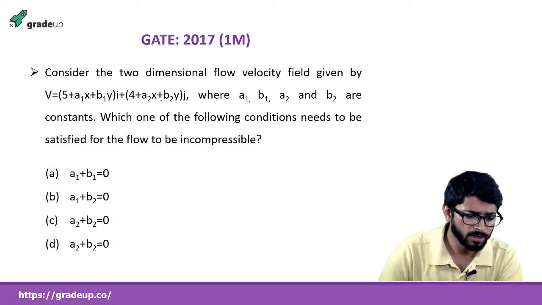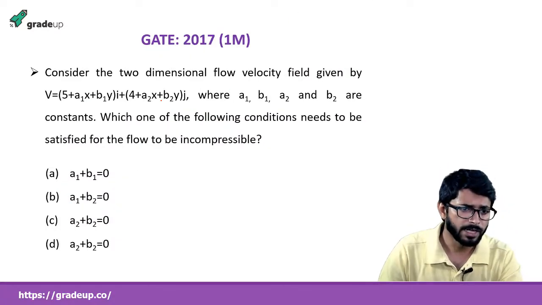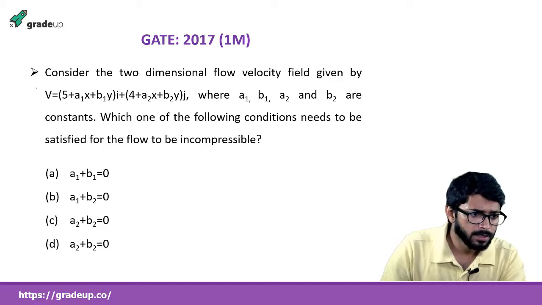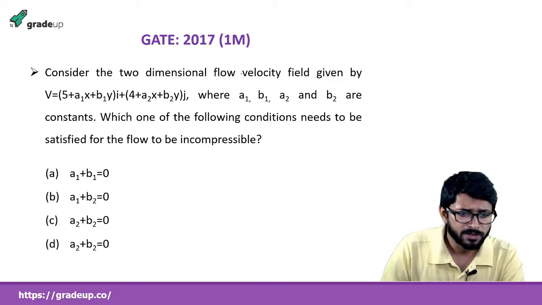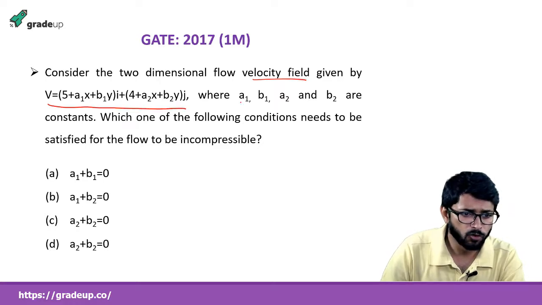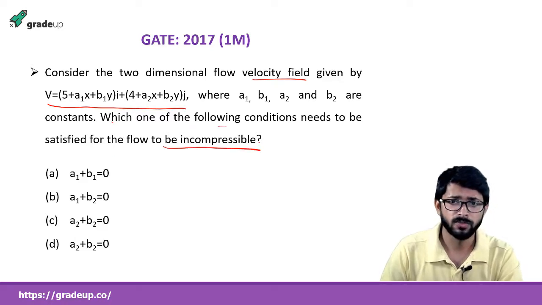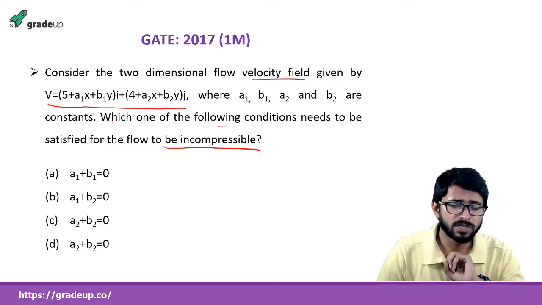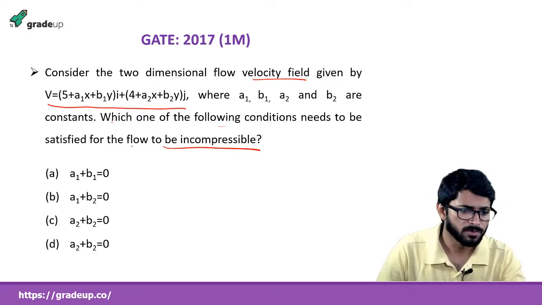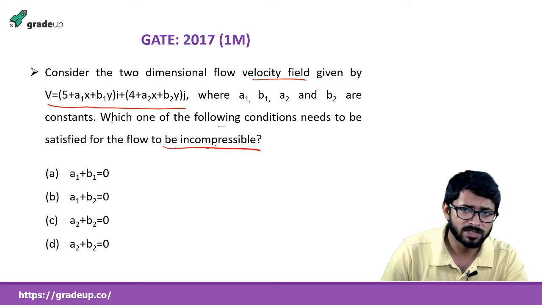Now moving on, another question asked in 2017. It states, consider the two-dimensional flow. The velocity field of the two-dimensional flow is given, and A1, B1, A2, B2 are constants. Which of the following conditions needs to be satisfied for an incompressible flow? This type of question is generally asked in the examination. Many times questions are asked on incompressible flows.